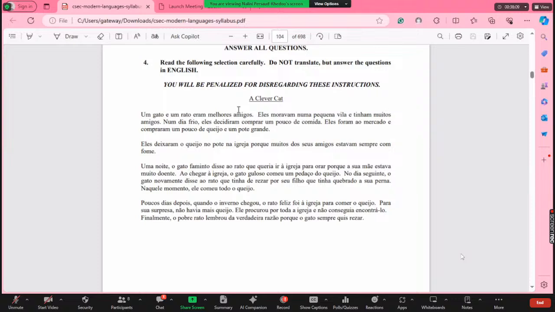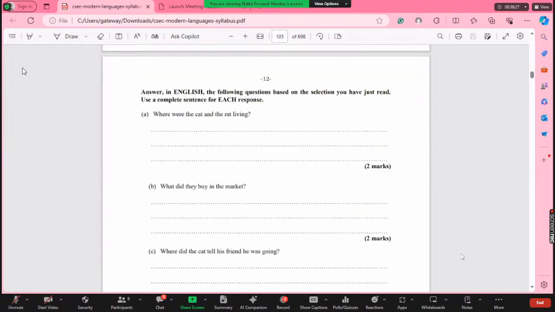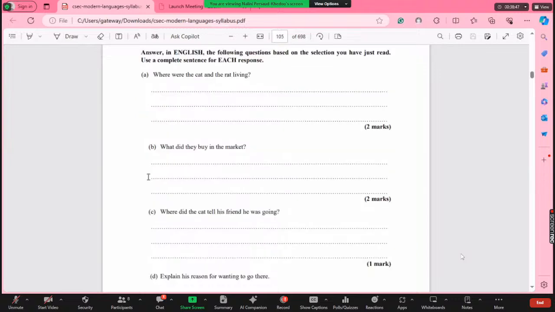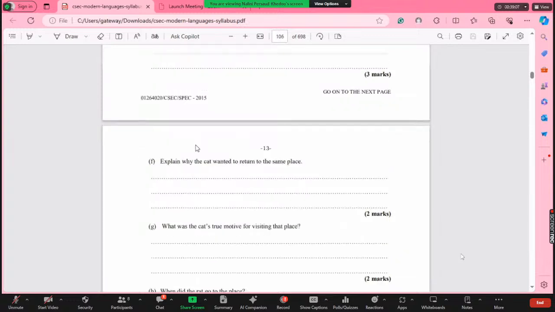So you read A Clever Cat, that's the title. So right away you know this is something about a cat. Now, one of the things I would advise you to do is, before you jump into this, go straight to your questions. Answer in English the following questions based on the selection you have just read. Use a complete sentence for each response. See that? In English. As you're seeing here, all the questions are also in English. This is a good technique to practice and use in the exam, because reading the questions, which are in English, will give you an idea of what this paragraph is about.